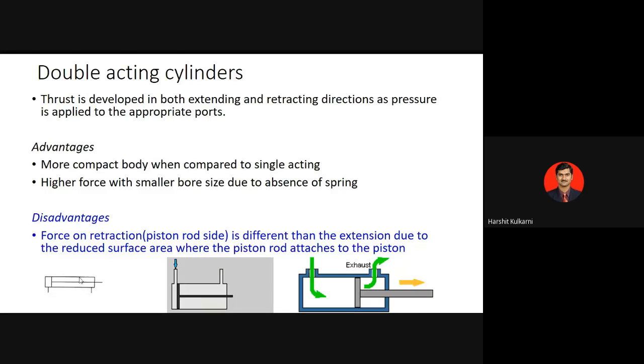That is why, if you remember, we had asked you all a question: why is retraction generally faster than extension? That is because the area of the rod has been subtracted from the total area during retraction. So the oil will fill faster and you will have a faster retraction. But during extension, it will take time, because as the piston moves ahead, the complete area has to be filled with the oil.